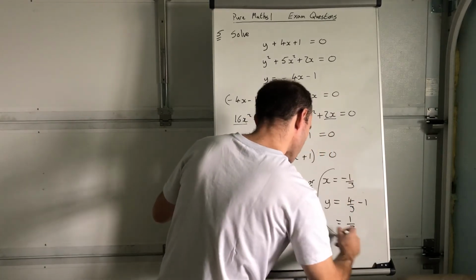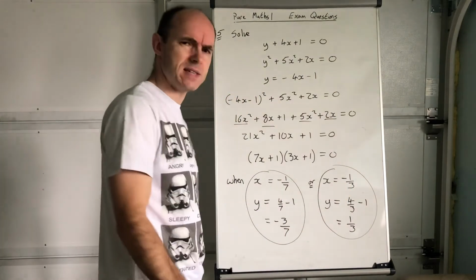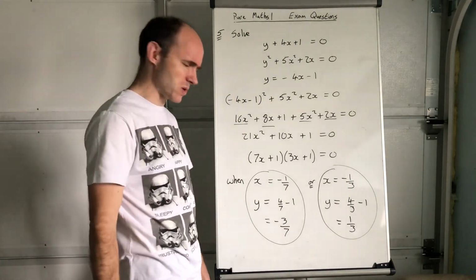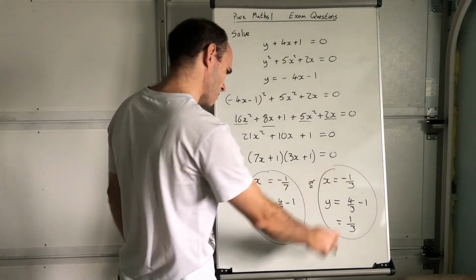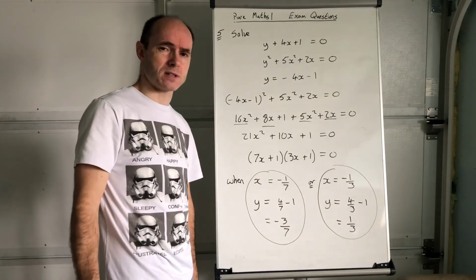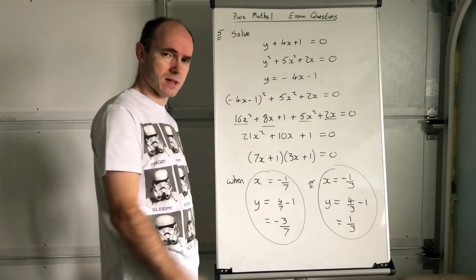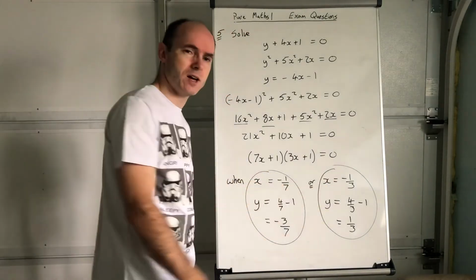And that's it. Very quickly done. Very easy for the number of marks it's worth. I think it's 6 for this question. So negative 1/3 and 1/3. Don't forget to pair your answers like that, because then it's clear that that x value and that y value go together. And same with this as well. Hope you enjoyed that.